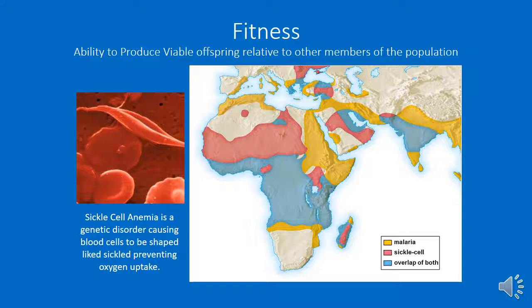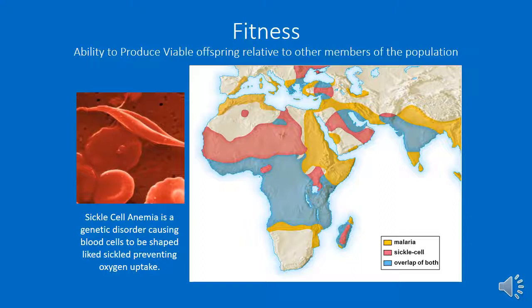And so that idea is called fitness. And it's not, I went to the gym and I got swole today. No, fitness in a biological sense means the ability to produce viable offspring relative to other members of your population. So that means you had more babies and they had more babies than your cousin or your neighbor of the same species.